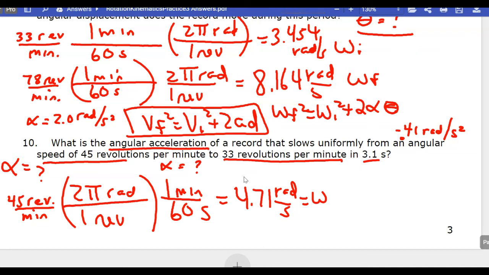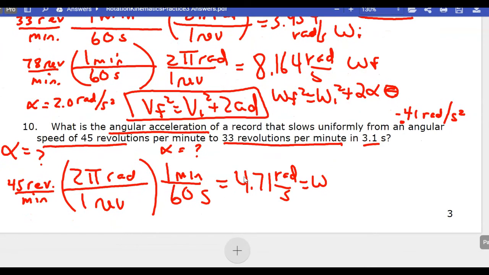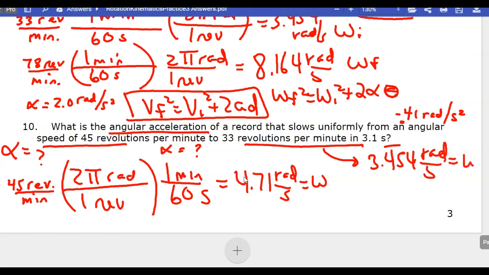I've got to do another conversion. Actually, is this the same? Let me see. Oh, this is the same. I think I'm doing a whole lot more work than I need to. Are 9 and 10 the same problems, but just faster? Oh, it's a different problem. Oh, you're saying I can take the 33? Good. Thanks for that, that'll help me out. We had done this before. So 3.454 radians per second is my other omega.